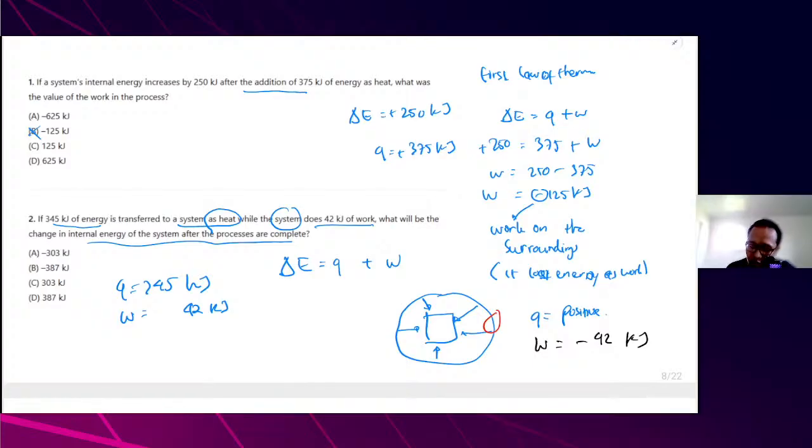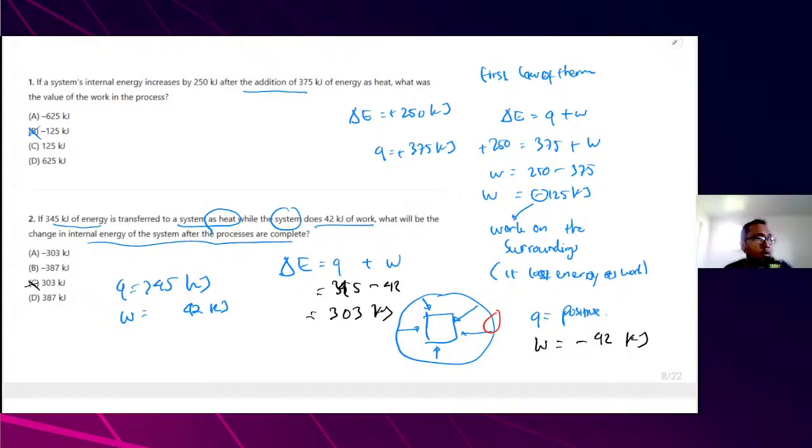Okay, so the answer will be what? 345 minus 42. So the answer will be 303 kilojoule. So the answer will be B. Sorry, the answer will be C.